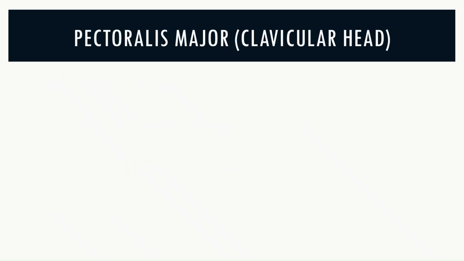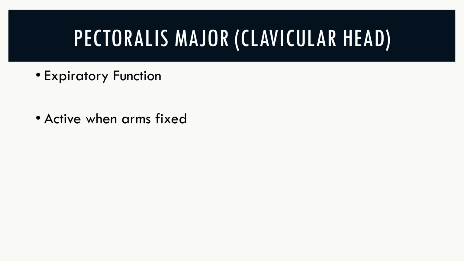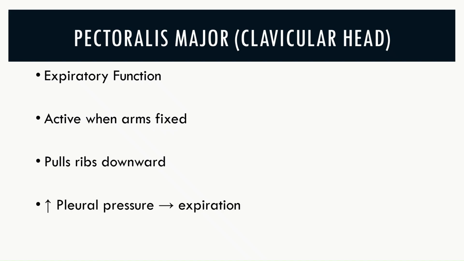Clavicular head of pectoralis major. The clavicular head of pectoralis major can act as an expiratory muscle when arms are fixed. Its contraction pulls ribs downward, increasing pleural pressure and facilitating expiration.